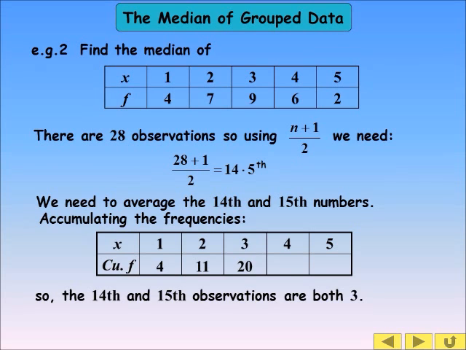Now we stop at x equals 3. Why? Because we want to find the number between the 14th and 15th. Between 14 and 15 observations are both in x equals 3. Now, the answer, the median is 3. Good.